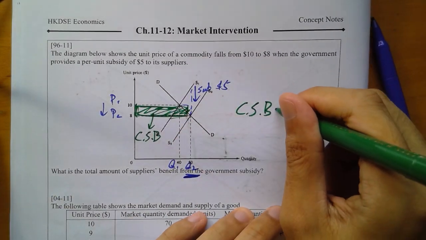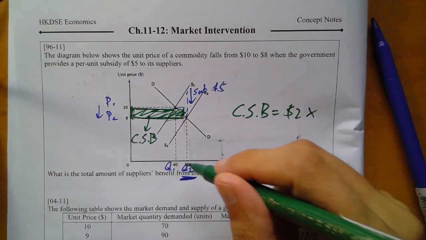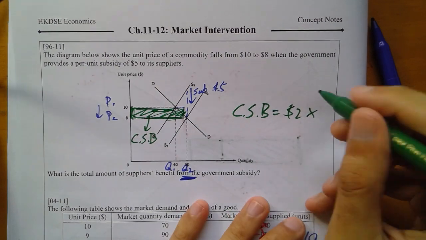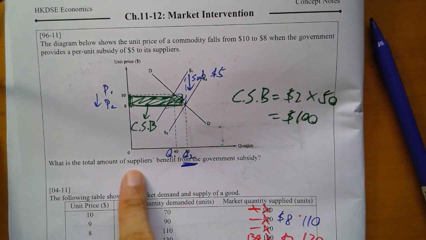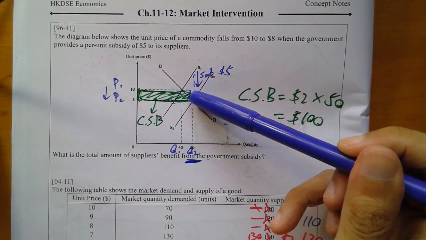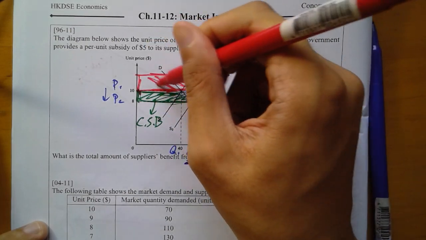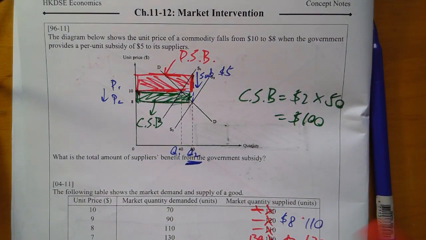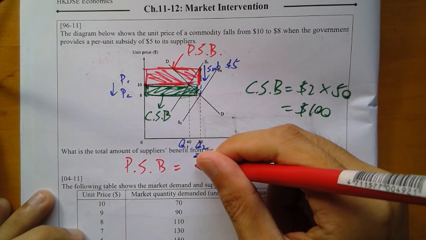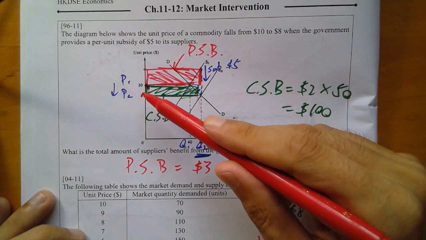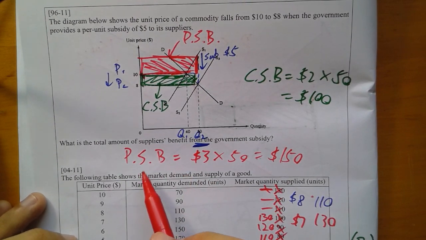Okay, let's calculate. How much is the CSB here? Here, $2, at 10 minus 8, $2, right? Times 40 or 50. Remember, must be Q2. Q2, 50. That would be 100. But we want the supplier's benefit. So $2 here, the rest of it would be $3. Out of five dollars, two have been taken care of, and there are three left. This would be our producer subsidy benefit. So the PSB here would be $3, because at $5 we have taken care of $2 already, times 50, that would be $150. That would be the total benefit enjoyed by the producer.